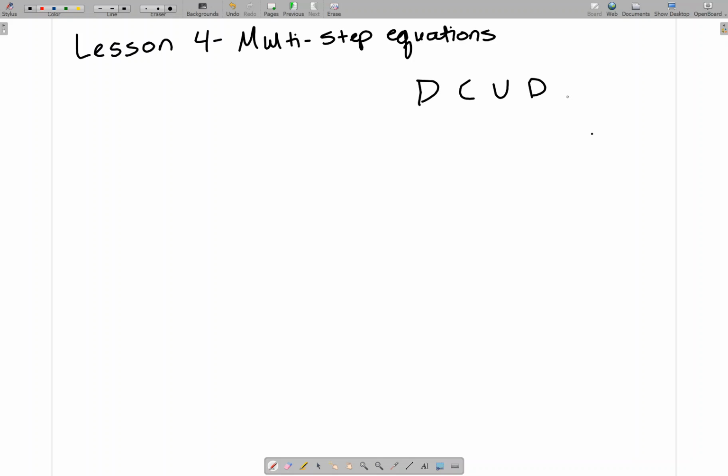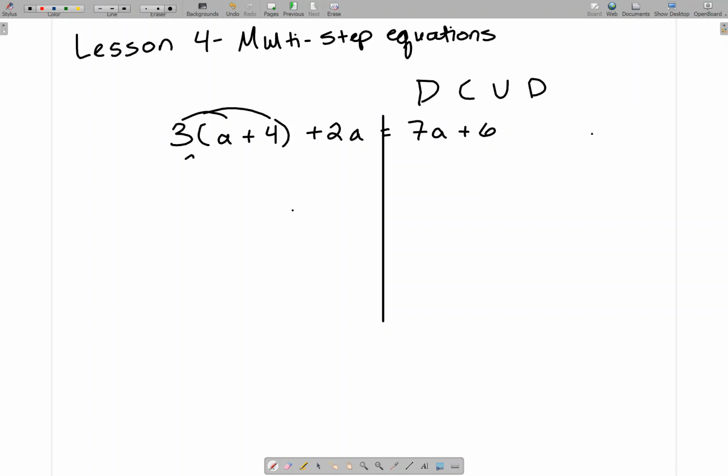So the first example, let's say that we have, I'm going to use a as my variable now. Let's say we have 3 times, parentheses, a plus 4, plus 2a is equal to 7a plus 6. Yeah, we'll just do that. So we still have to distribute first. So I'm going to take what's on the left-hand side outside of the parentheses and distribute it to both things inside. So that becomes 3a plus 12.